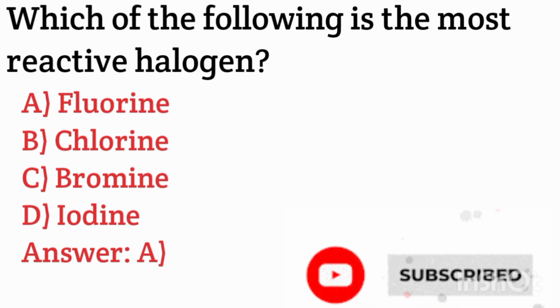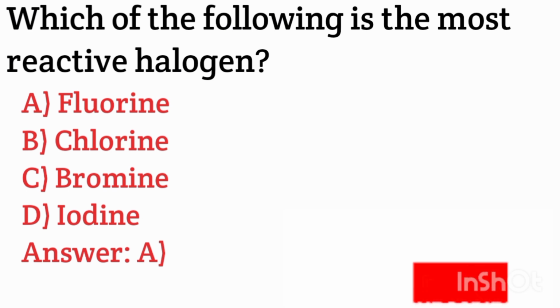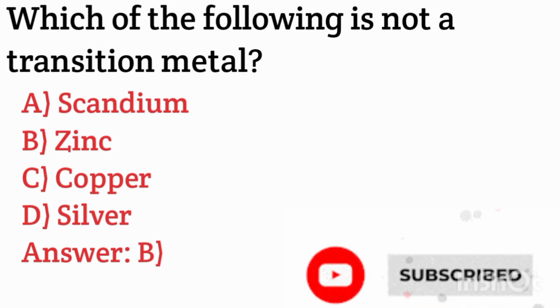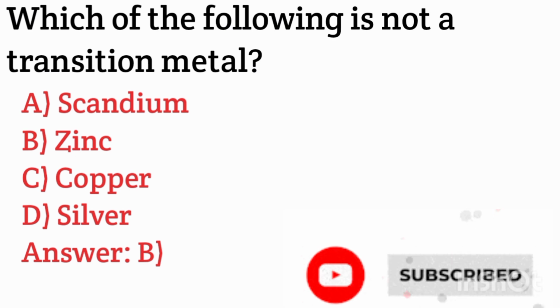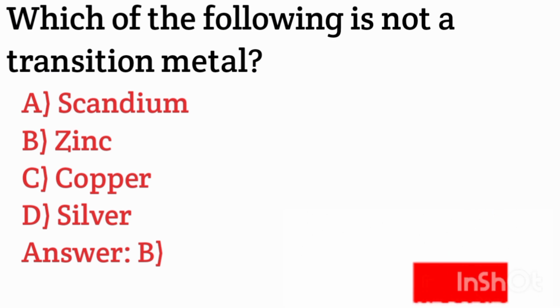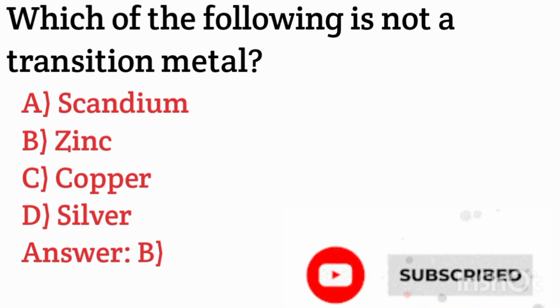Which of the following is the most reactive halogen? Fluorine. Option number A is correct. Which of the following is not a transition metal? Zinc. Option number B is correct.